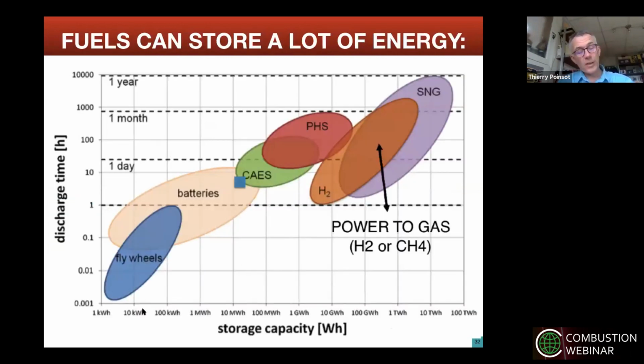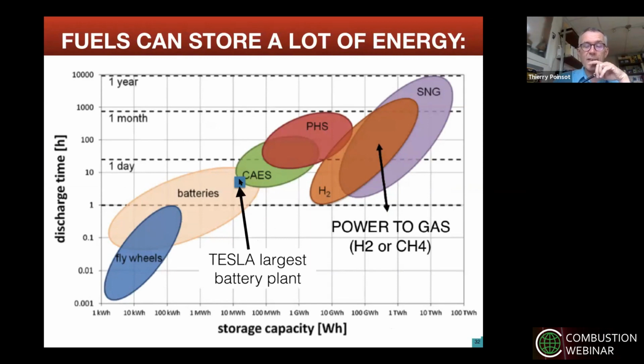Now, why is it interesting? If you plot here in log scale, the amount of power that you can store with a given device and the time you can keep this energy, you see that batteries are here. And actually, the largest battery today, the battery plant of Tesla, is here. But it's like a toy compared to how much energy you can store just by putting it in a big tank for hydrogen or for natural gas here.